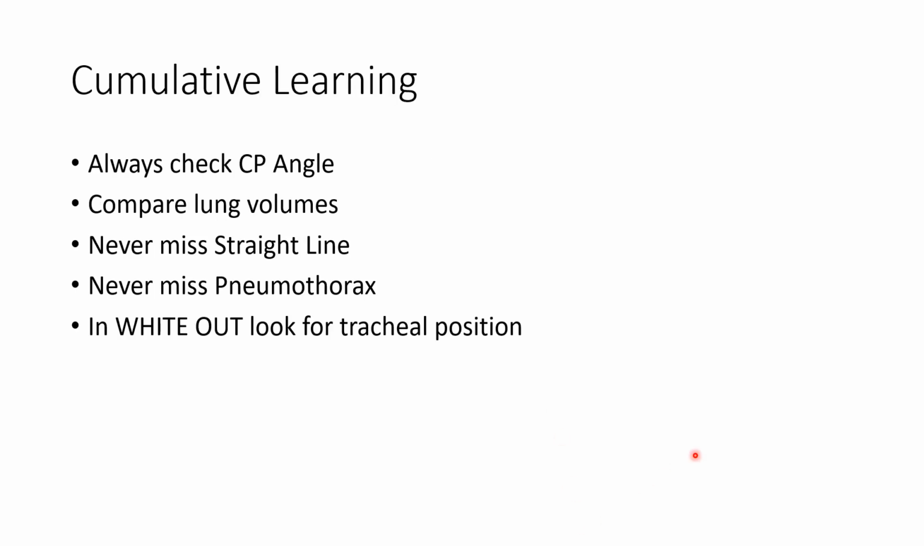So the cumulative learning: in the first session, I advised you to always check the CP angle in every X-ray that you see. In the second session, I advised you to compare the lung volumes in every X-ray that you see. In the third session, I said never miss a straight line. It can indicate either hydropneumothorax or fluid in a cavity. In the fourth session, I said never miss a pneumothorax. And now I'm saying that always check the tracheal position in cases of whiteout of a hemithorax.